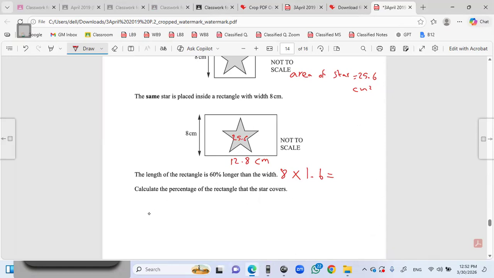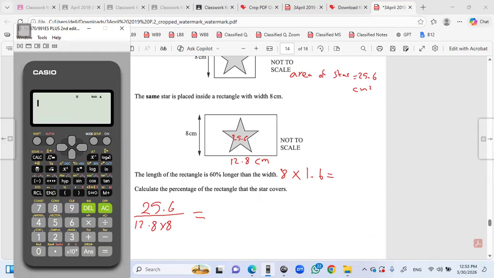The star covers 25.6 as the area of the star, but it is out of what? It's 25.6 out of what? 25.6 out of, what is the area of the whole rectangle? It is 12.8 times 8 is going to give you the area of the whole rectangle, which is going to give you the final answer.